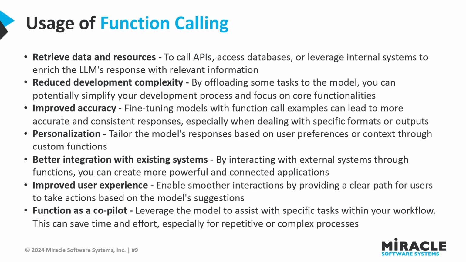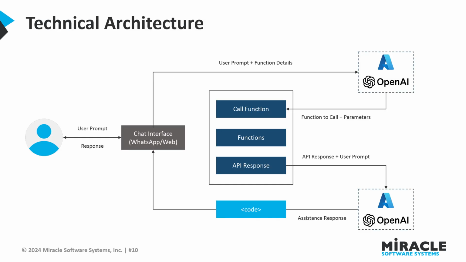Now coming to the architecture, the function calling architecture diagram. This is the detailed architecture of using function calling. The interaction initiates from here. The user can post their questions or instructions through a chat interface, like WhatsApp or a web application. The user's query and intent is captured here and sent forward for processing.